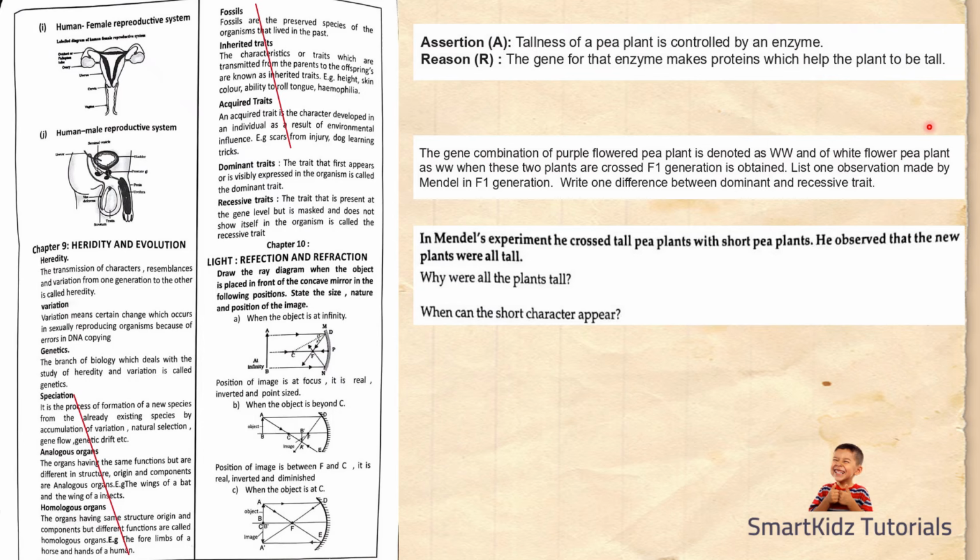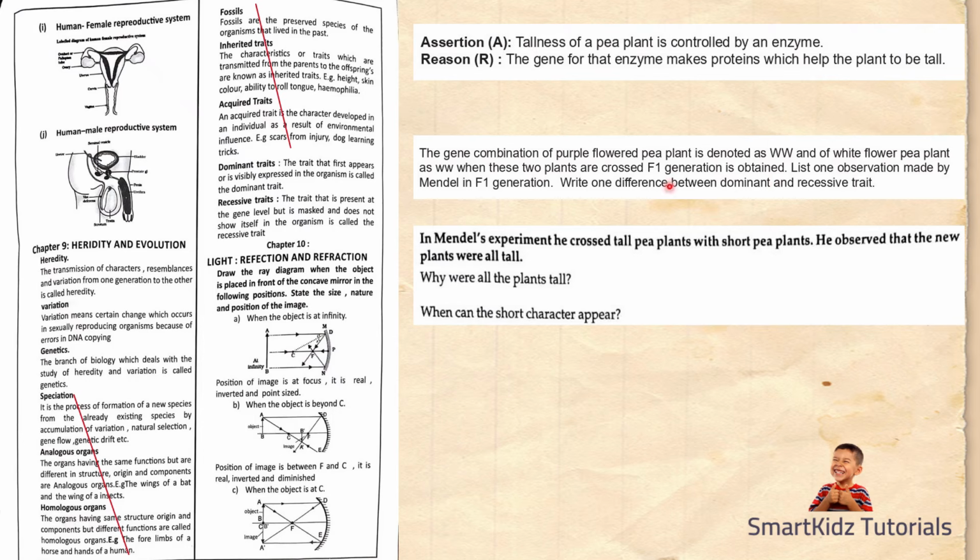The heredity chapter is not very big. It's quite small, just a few pages. You don't have the evolution part, so you can avoid the sex determination. I mean, you don't have to read the sex determination part for this answer. You will easily get it.